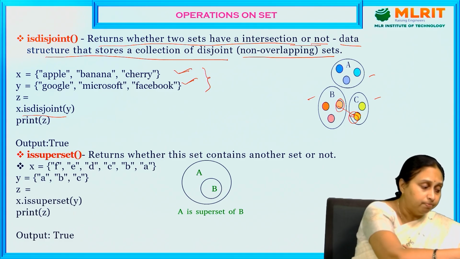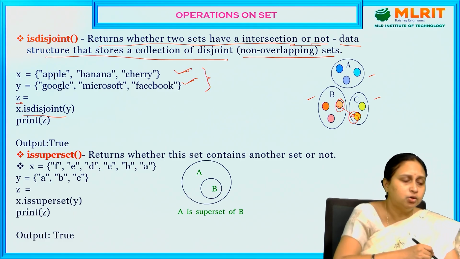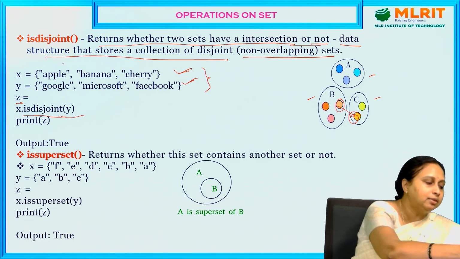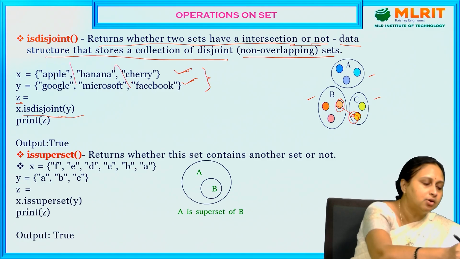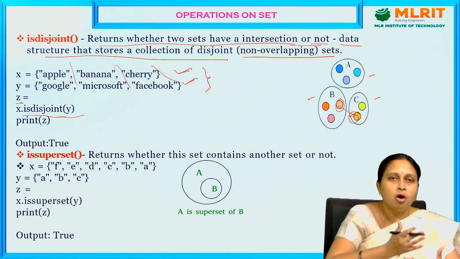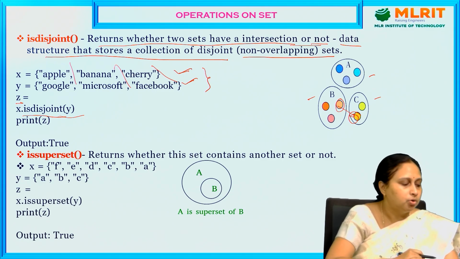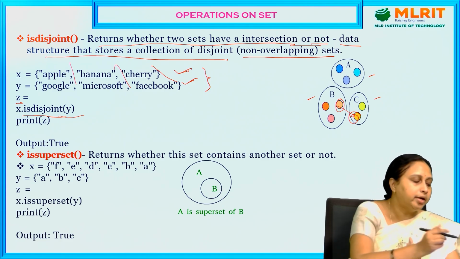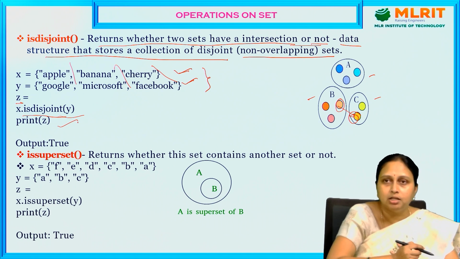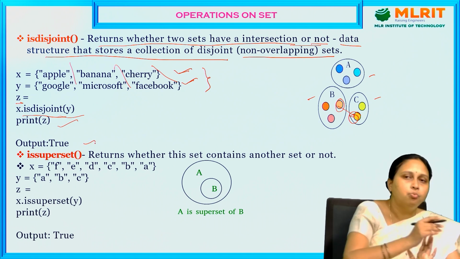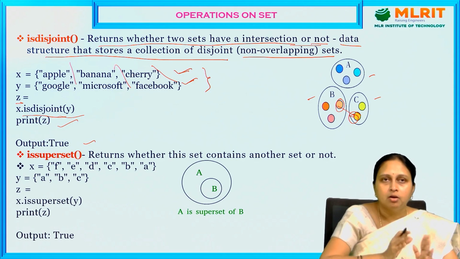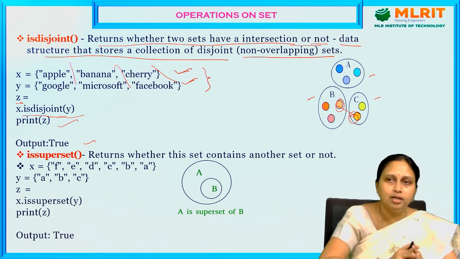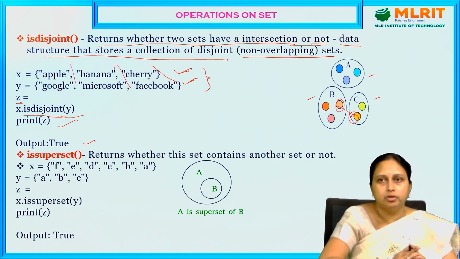Yes. For that, I am going to take one variable z equal to x.isdisjoint(y). If I give this, then it will check the strings which are present in x and y. Are any common strings present? No. Here both are having different strings. That's why when I try to print z, it is going to print true. Both are disjoint. True means both are not having common strings. That's how isdisjoint works.